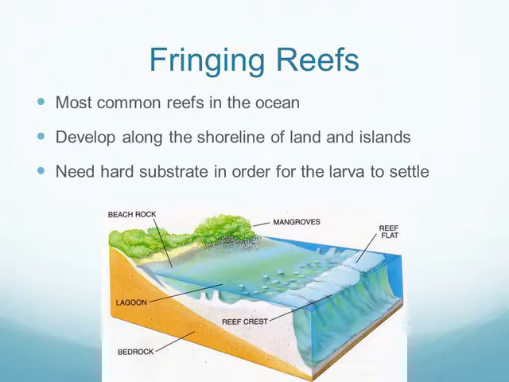And so when you look at this image down here, you can see if you start at the beach rock and you make your way out, with fringing reefs, typically you'll see either mangroves or other vegetation along the coastline. You'll see some sort of lagoon, but that lagoon is going to be pretty shallow and pretty narrow. And then you'll see the reef. So you'll have the reef flat, which is on the top, and then the reef crest, which is the part of the reef where a lot of the wave energy hits.